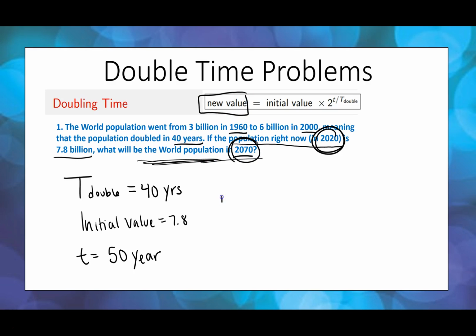So our new value, or in this case, our population in 2070, is going to be equal to our initial value, which is 7.8 billion, times 2 to the t over t sub double. Well, my lowercase t is the number of years that we're talking about, divided by our double time. Okay, our double time is going to be divided by 40. Now, when you put this in your calculator, folks, you have to remember your parentheses. If you don't, you will absolutely get this question wrong. So pick up your calculator right now, and let's all confirm that you can get the right answer.